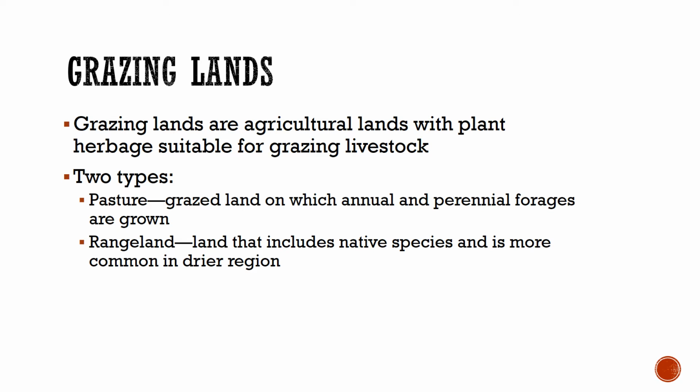Before we get into that, we need to look at what a grazing land is. A grazing land is an agriculture setting, a plot of land that we use to plant or keep up plants so that livestock can graze them. We have two types: pasture and rangeland. Pasture ground is where we will fence and we grow either perennial or annual forages, and we maintain them. Rangelands are more of a native species, and we see them in more drier areas, and they may or may not be fenced.